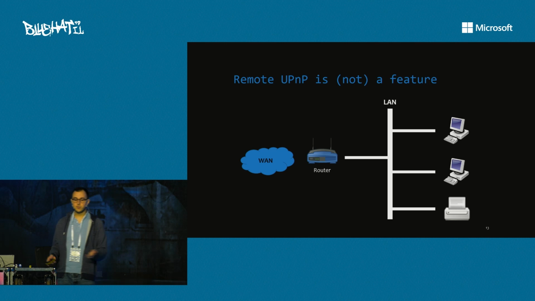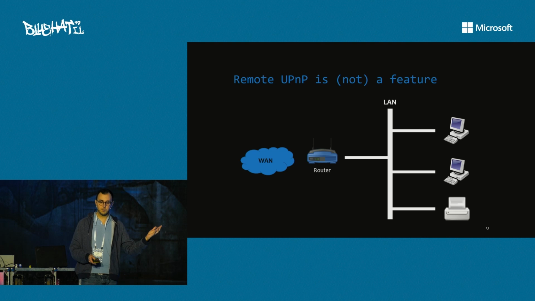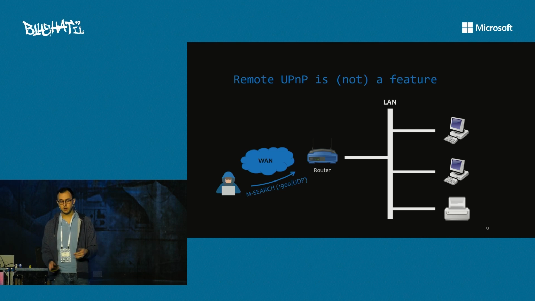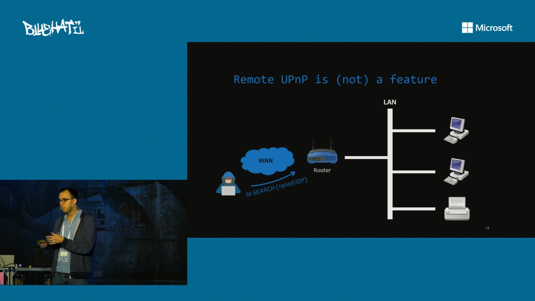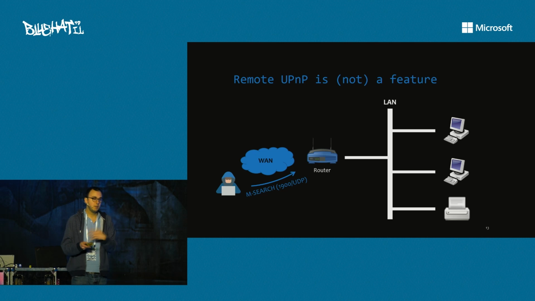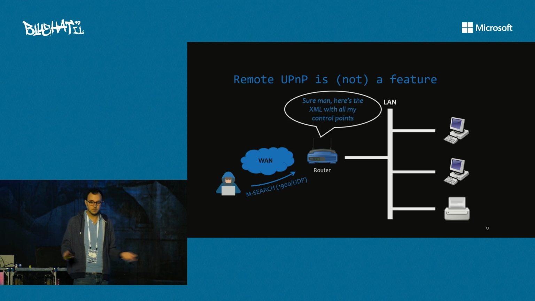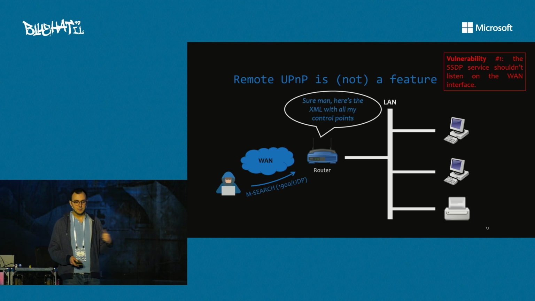What happens now if you send a discovery packet, so that is a search packet, over UDP on the internet to some random router? Is it supposed to reply back? Well, of course it isn't supposed to reply, because UPnP is supposed to be on the LAN. It makes no sense to be on the internet, right? But sometimes the router will just reply. So this is the first vulnerability. The discovery service shouldn't listen on the WAN interface, of course.